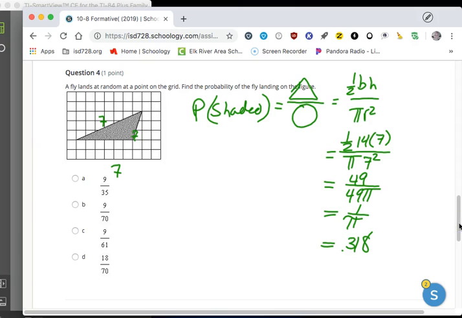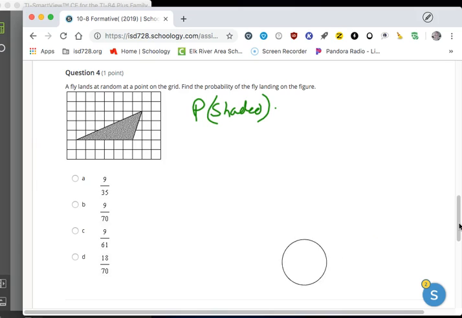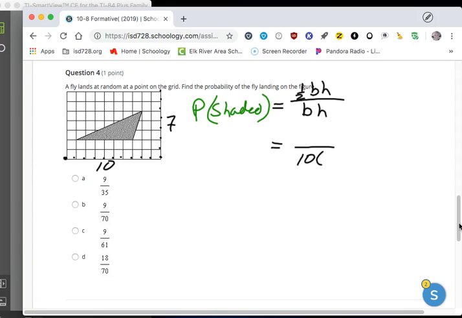In question 4, I'm looking at probability shaded. A fly lands at random at a point on the grid. Find the probability of the fly landing on the figure. So I'm looking at the shaded, my triangle, 1/2 base times height divided by my rectangle, base times height. So my rectangle, I start here, I got 1, 2, 3, 4, 5, 6, 7, 8, 9, 10, and 1, 2, 3, 4, 5, 6, 7. So my rectangle, base times height, is 10 times 7.